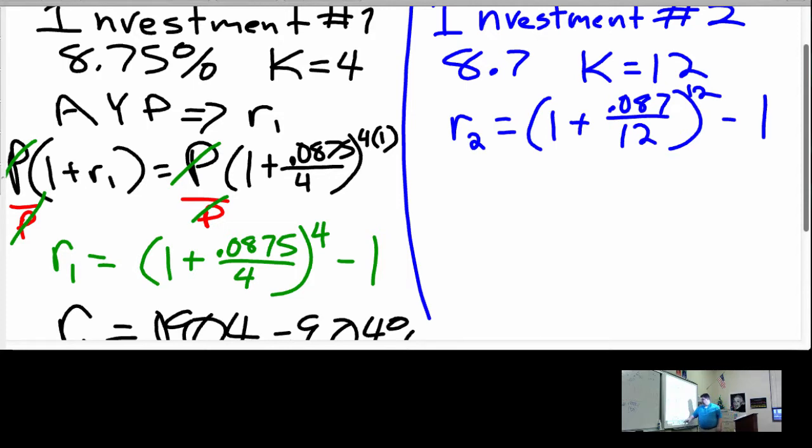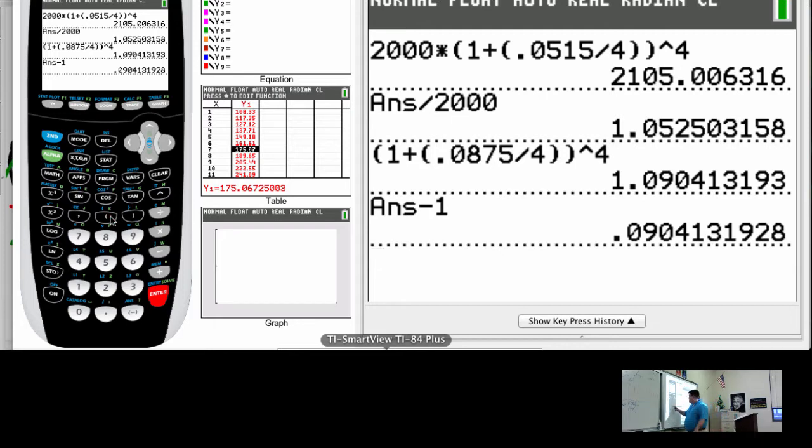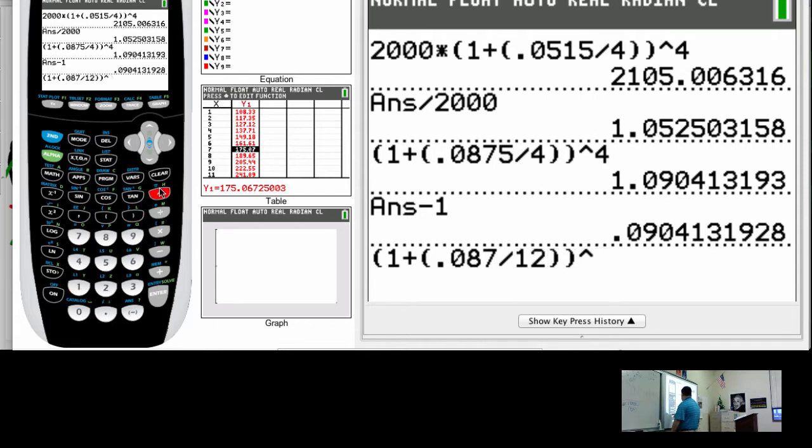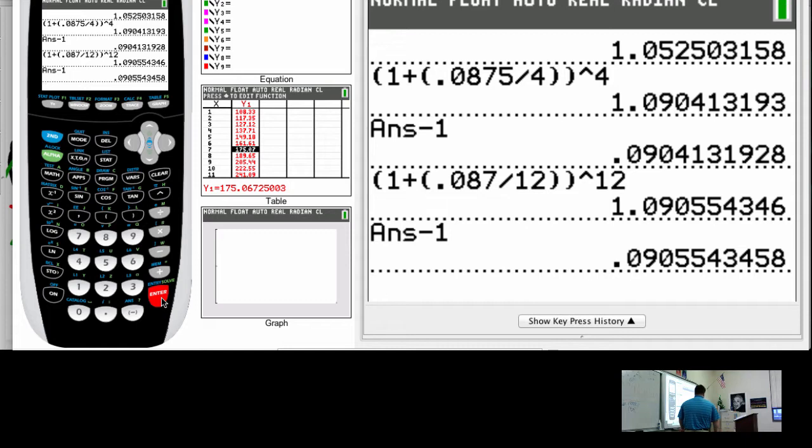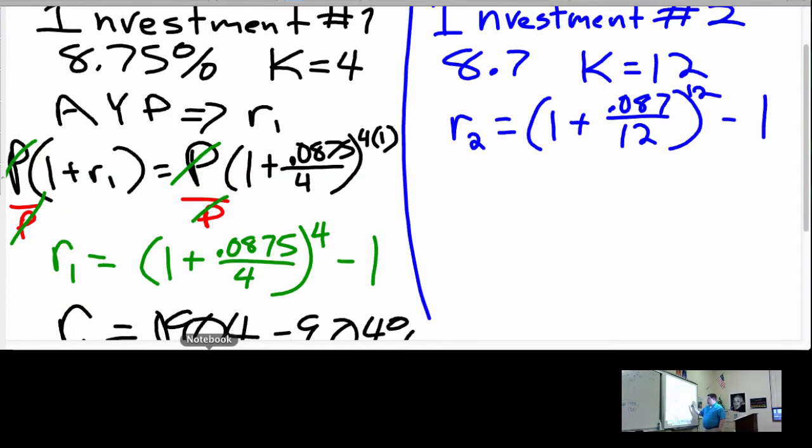So anyways, let's plug that into the calculator. Same thing here, except now we're going to go 1 plus 0.087 divided by 12 raised to the 12. Oh, and we got to subtract the 1. That one's a little higher. Not much, but a little bit higher. So that one, the rate is approximately 9.05%.